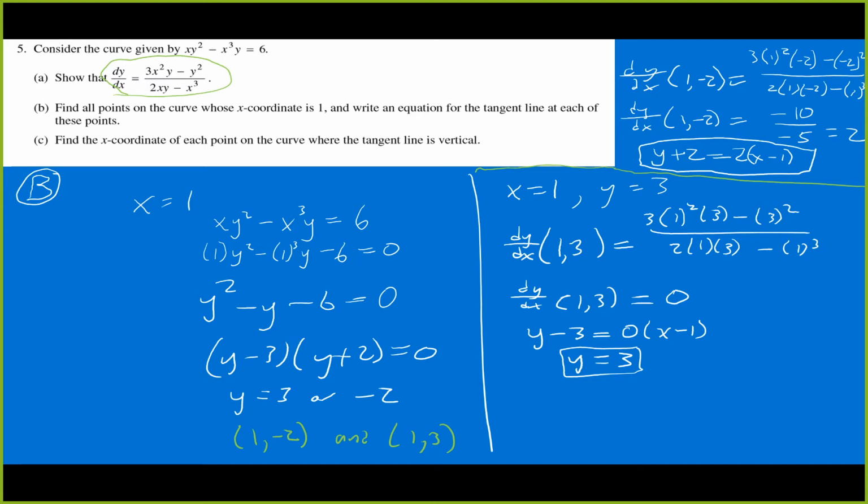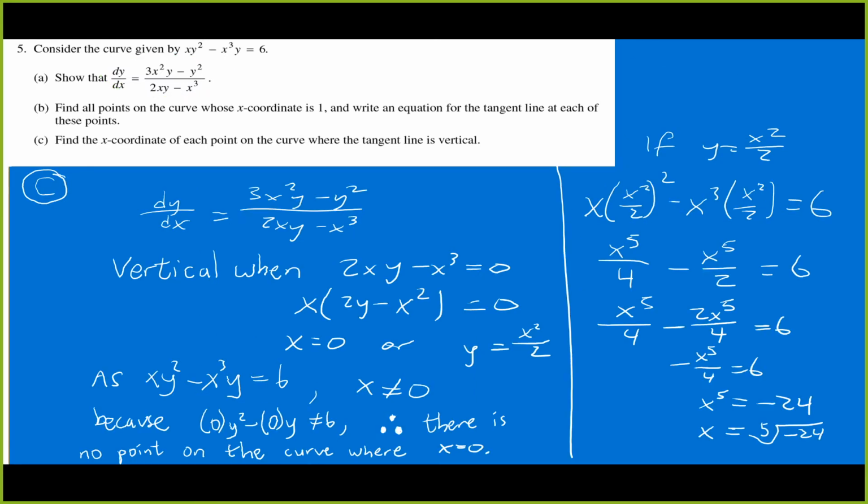Okay, any questions on B? No. Last one, part C. I want to find the x-coordinate of every point where the tangent line is vertical.